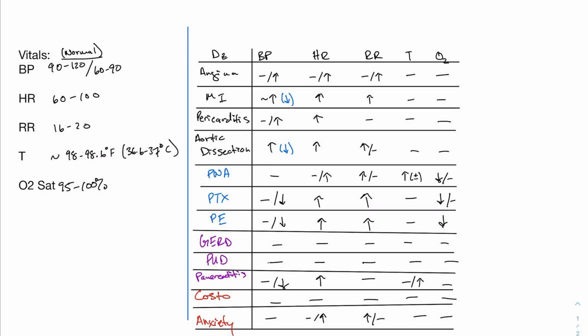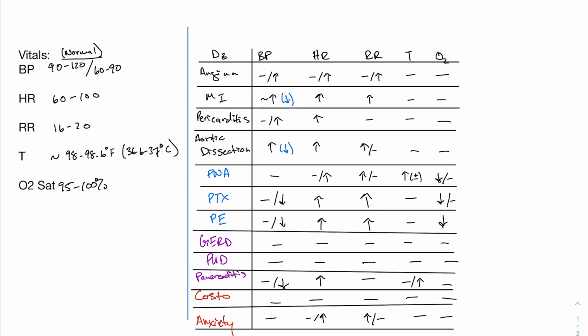Now, on to the abdominal causes of chest pain. So, GERD, PUD, and pancreatitis. GERD and PUD are generally the same. Your vitals should be pretty normal all the way throughout. It's not an acute process going on that can potentially kill you. If a patient is in severe pain, you're going to have that sympathetic response, like what we talked about before. But I don't think I've ever seen that.